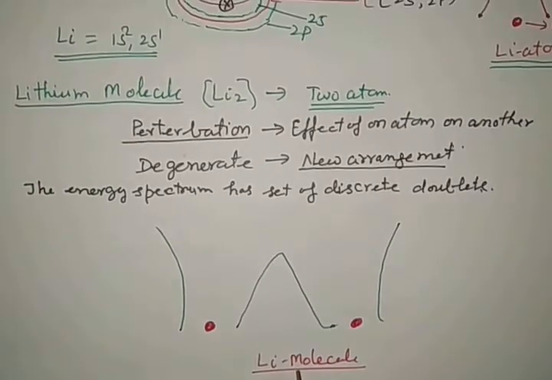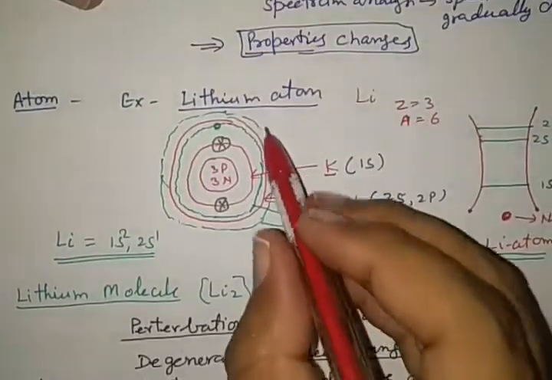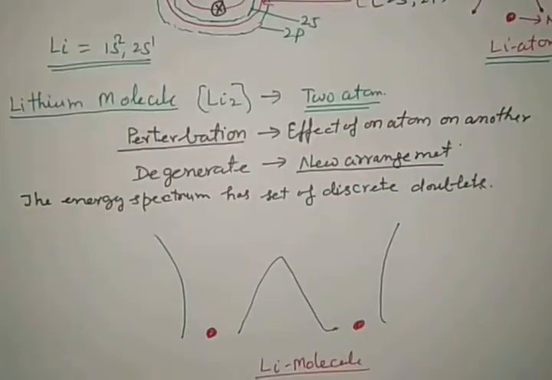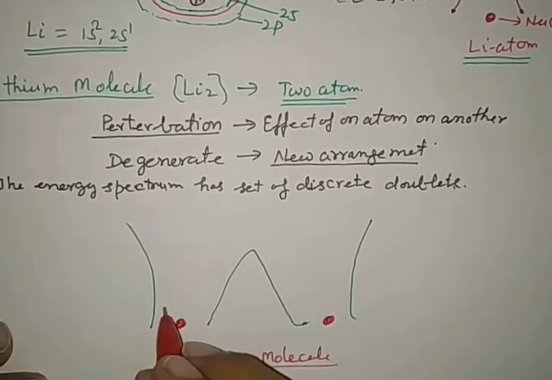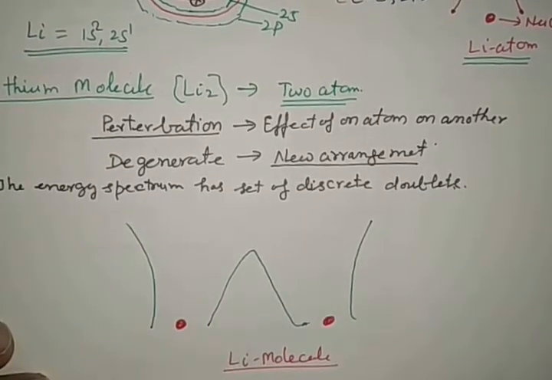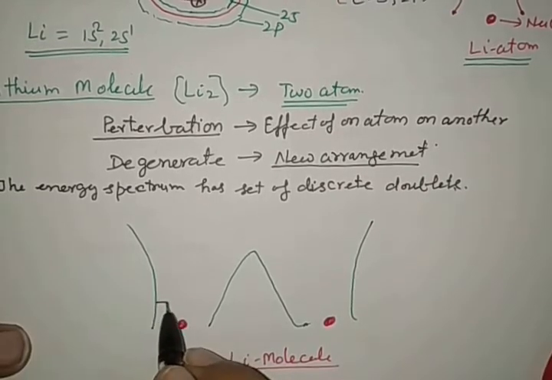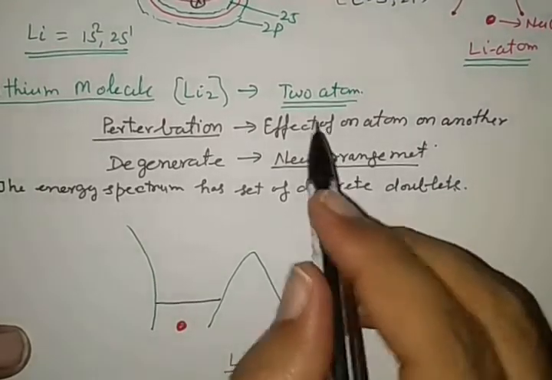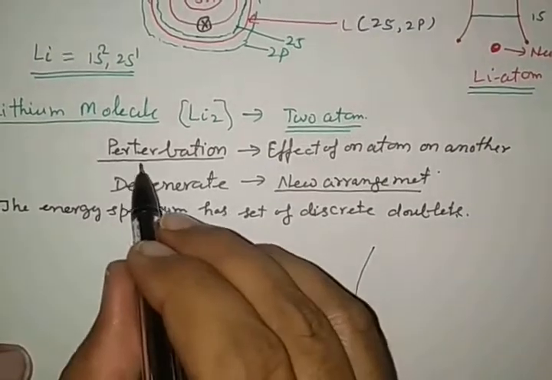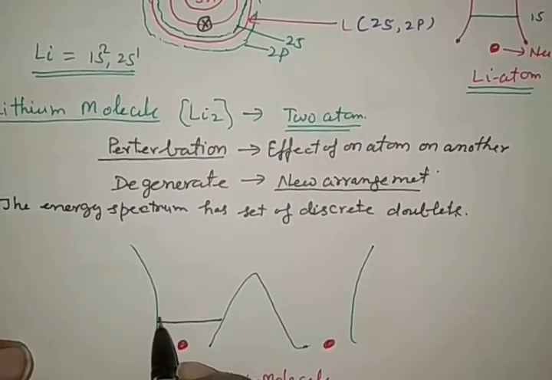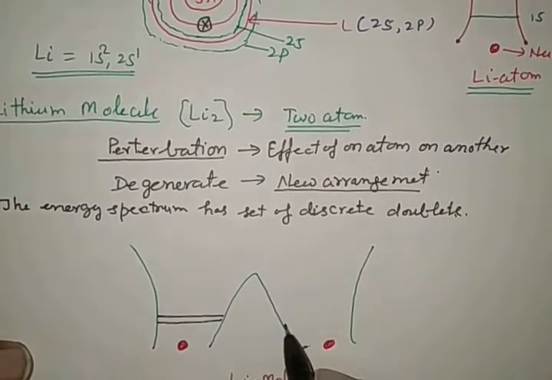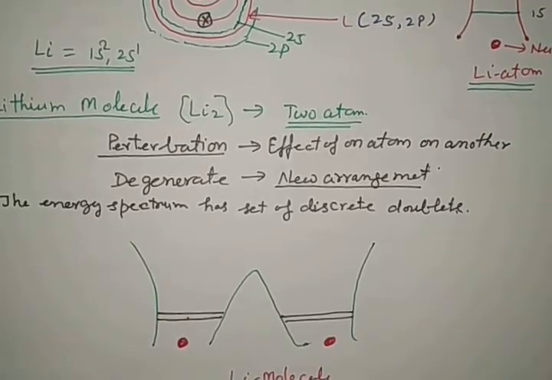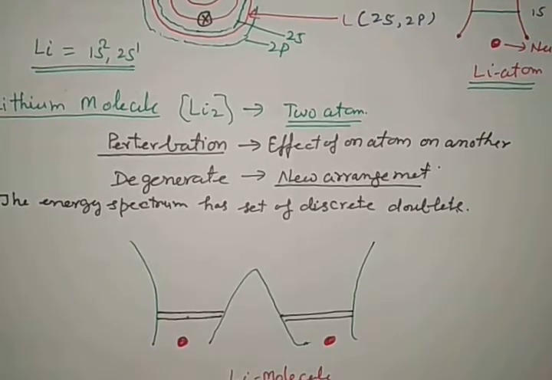In the 2 lithium atoms, the first Bohr's orbit K is 1s. What is newly generated? For the 1s, what is 1s? 2 electrons here. Degeneracy means 2 electrons, due to the influence of this effect of one on another. What is this? Perturbation theory. The 1s energy level is divided into 2 energy levels. This forms a band. See carefully.